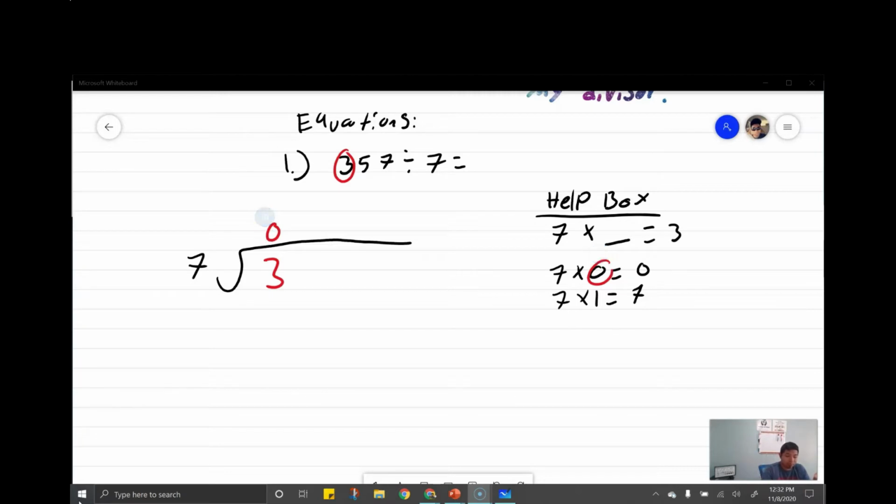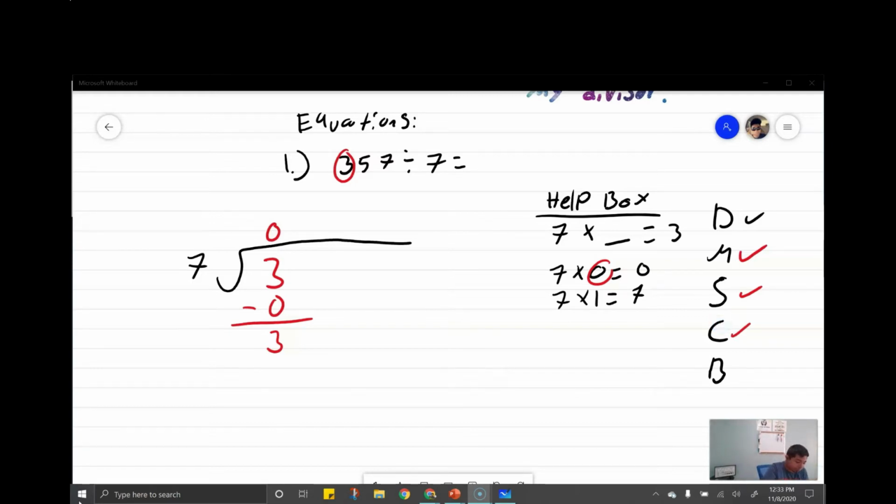Okay, so let me write down my steps. Alright, so I divided. Check. Good. Now I'm going to multiply. 7 times 0 is what? Good, 0. Multiply, check. Now I'm going to subtract, okay? 3 minus 0 is what? Good, 3. Now I subtracted, now I'm checking. Is my answer 3 smaller than my divisor 7? Yes, good, so that means I did everything correct.